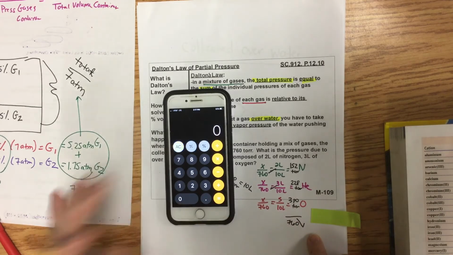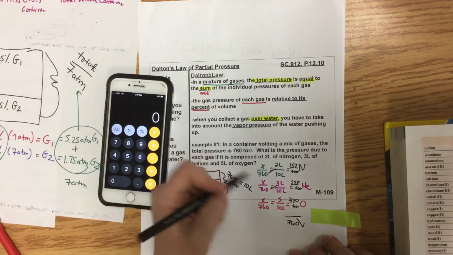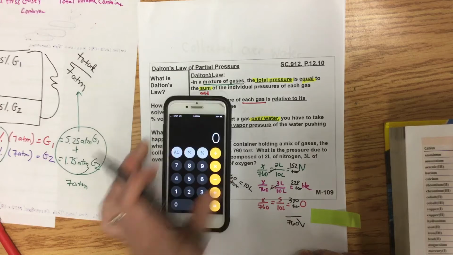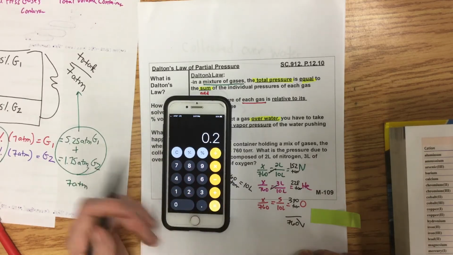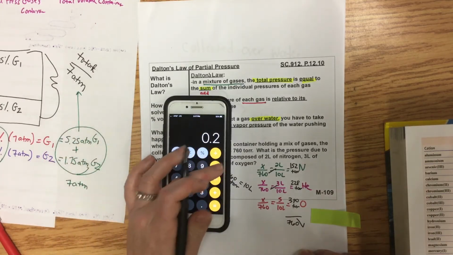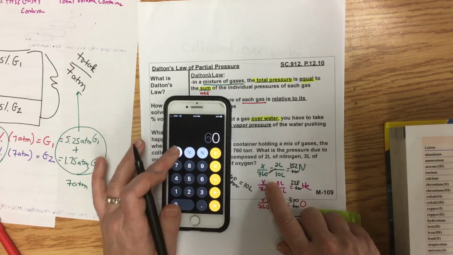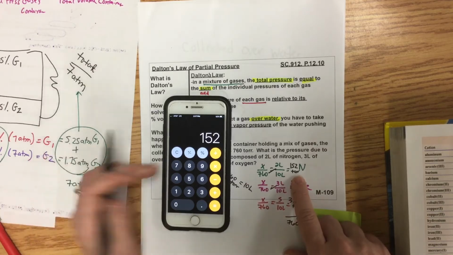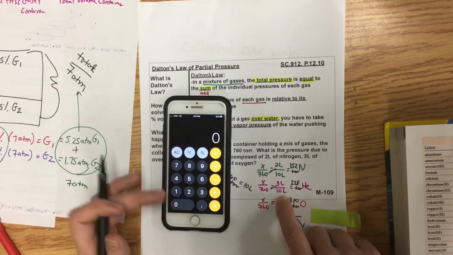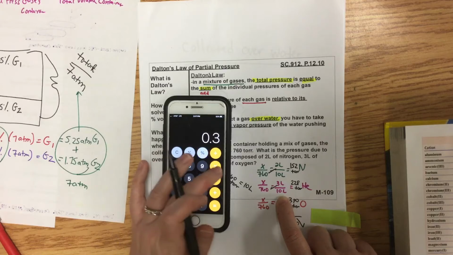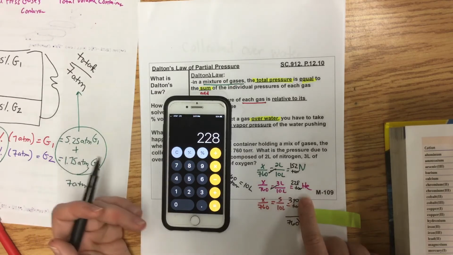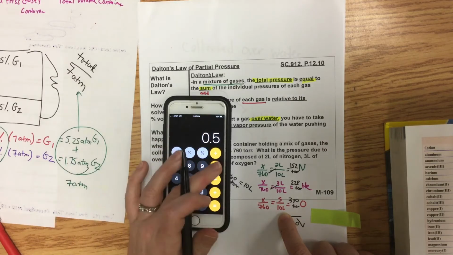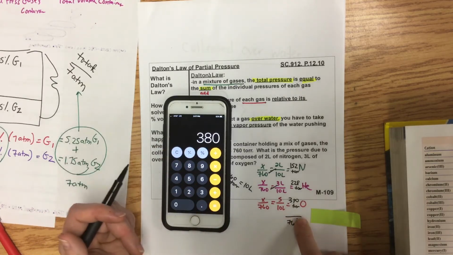That's just a way to check my work. But it's based on this idea of percentages. You could also say that 2 divided by 10 was 20%, and 20% times 760 is 152. Or you could say 3 out of 10 is 30%, so 30% times 760 is 228. And finally, 5 out of 10 is 50%, and 50% times 760 is 380 torr.